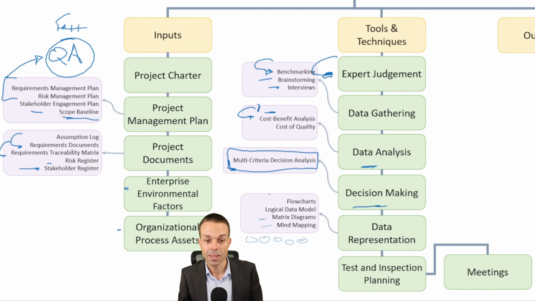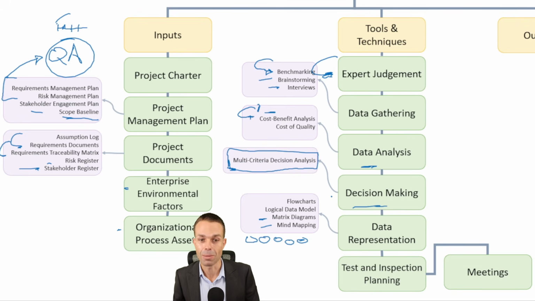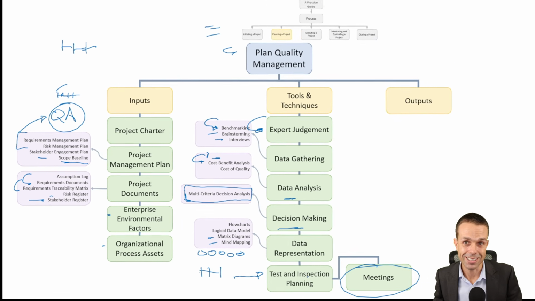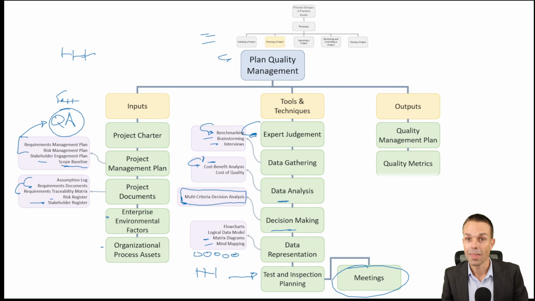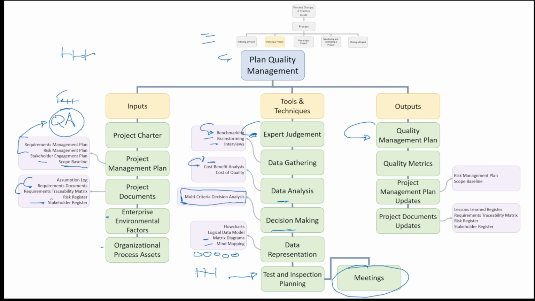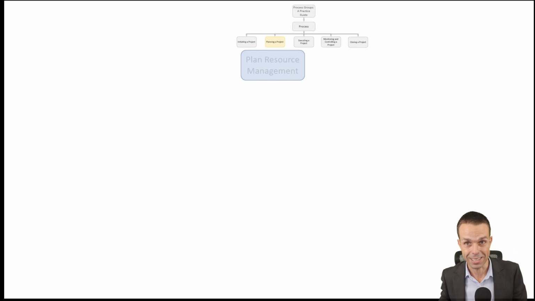Data representation or mind mapping, which we're becoming pretty familiar with in a roundabout way by doing this particular process. Test and inspection planning, so the acceptance criteria against the requirements and the test cases themselves. And of course, meetings to tie it all together. The outputs we want are our quality management plan, our quality management process. Quality metrics, how do we know when we're successful? Project management plan and project documents updates, and of course, updating that requirements traceability matrix.